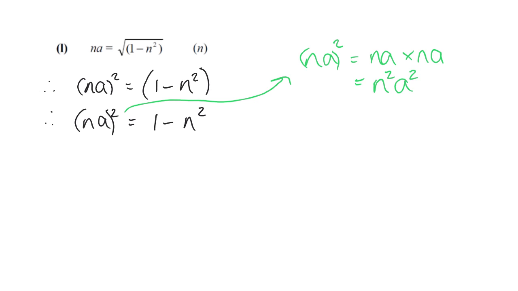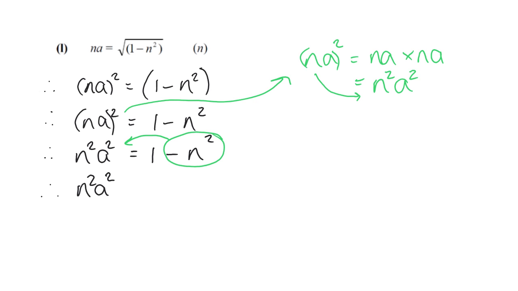It is something that you will look at in indices, but what that actually transfers to is (na) all squared gives us n squared a squared. So n squared a squared equals 1 minus n squared. And as always, we want to get the n's to the left-hand side as early as possible. So if we keep the n squared a squared on the left-hand side, we want to move this negative n squared to the left-hand side. That will become plus n squared, and it will leave the 1 on the right-hand side.